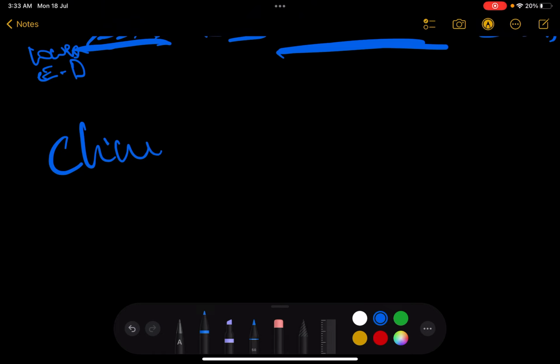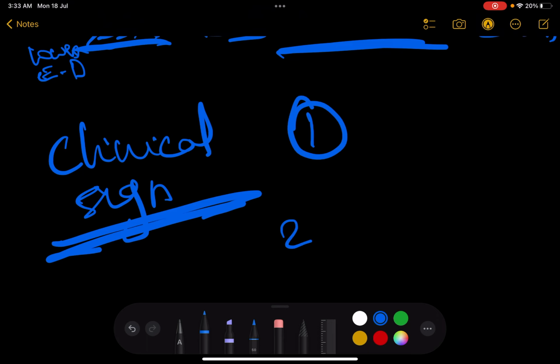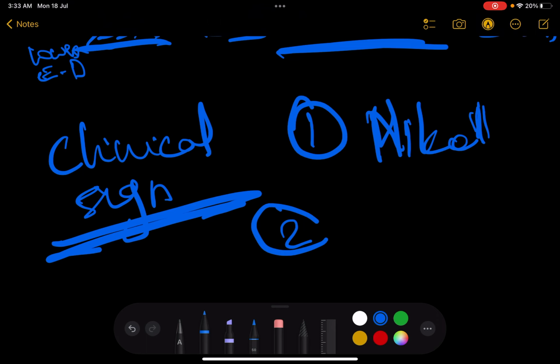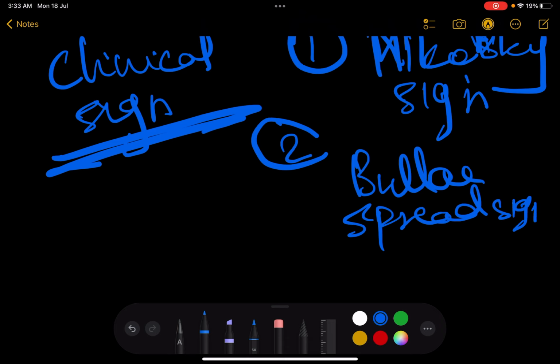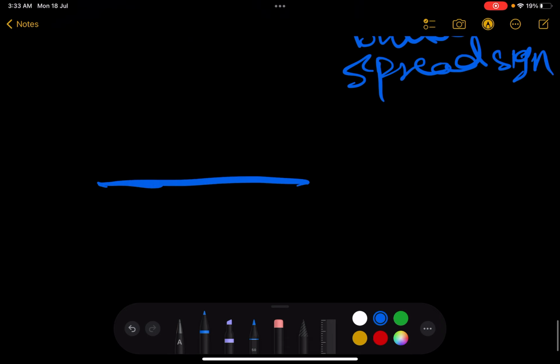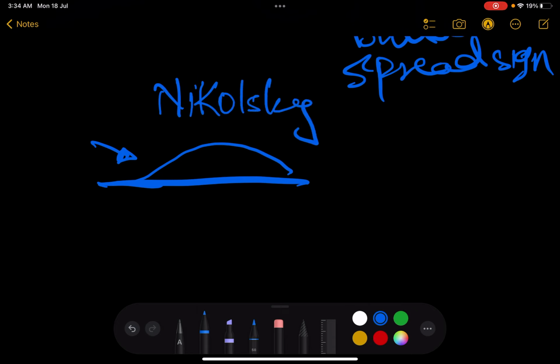Now, clinical signs that are very important for the diagnosis of Pemphigus vulgaris are one and two. One is Nikolsky sign, and the second one is Bulla spread sign. What actually happens? Let's say this is your bullae, and the physician applies pressure out here. We are going to talk about Nikolsky's sign first. Let's say the pressure is applied tangentially.